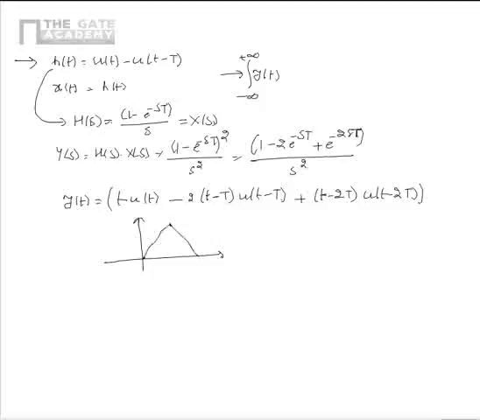It's a triangular function in the range of 0 to 2T, with positive slope in the range of 0 to T and negative slope from T to 2T, and having a peak magnitude of capital T. From this, we can say that the integral from minus infinity to plus infinity of y(t) is equal to the area of y(t) with the time axis, which can be written as half into 2T into T, which is equal to T^2. This is the required value.